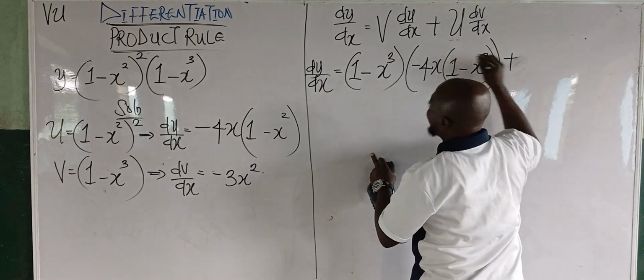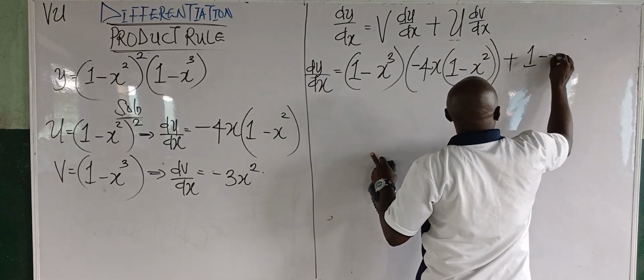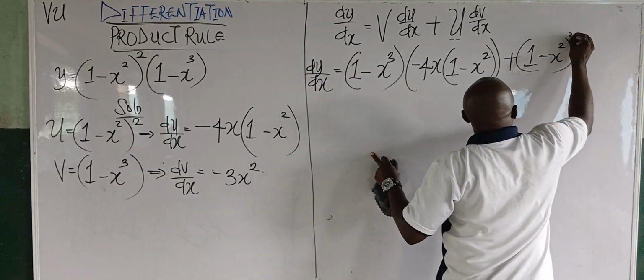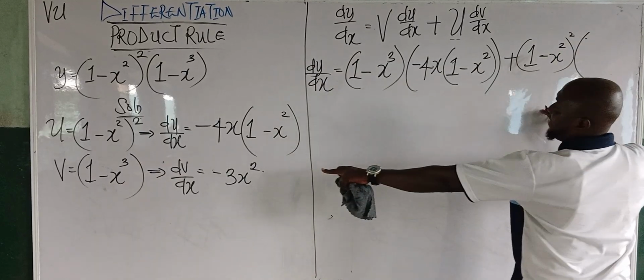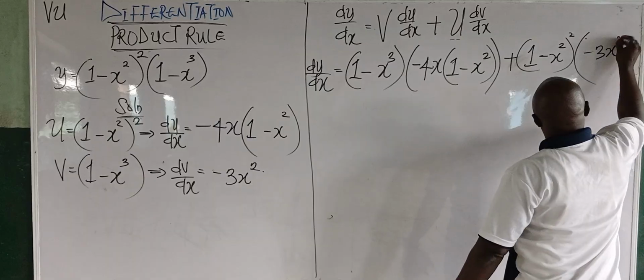So what is my u from the beginning? My u is (1 minus x squared) all raised to the power of 2. What is my dv/dx? My dv/dx now is this value. This is what I'm having.